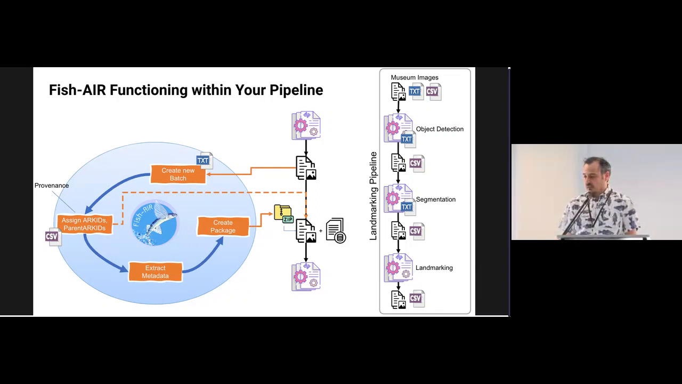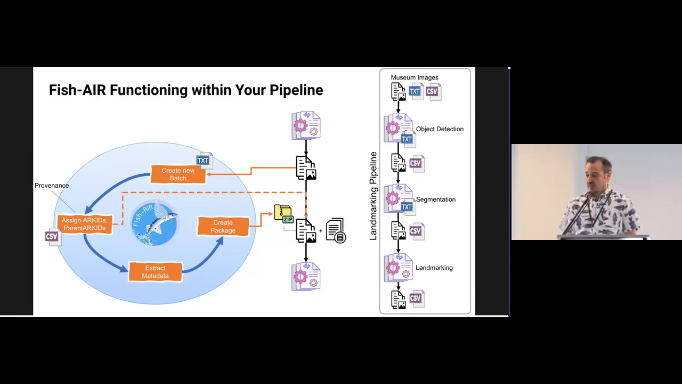Instead of doing the pipeline like this, we offered putting FishAIR between each pipeline item. For example, from object detection to segmentation, we process all those images, text files, and CSV files through FishAIR. We go to the create new batch section, so we create a batch for that incoming data, and then we assign ARK IDs and parental ARK IDs for each multimedia item in that image list.